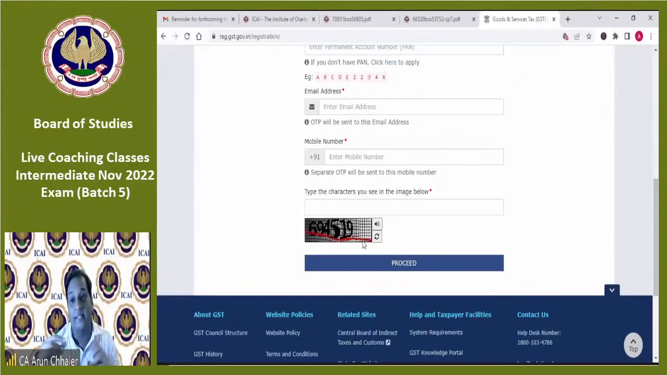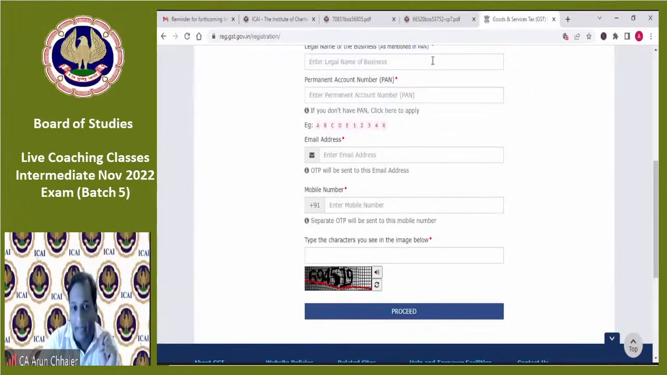What is that? This is the Part A. Once you submit the Part A, whatever PAN number or name you have entered will be verified through CBDT. At the backend, the GST system is interlinked with the CBDT. It will be verified that whatever you have entered, legal name and PAN number, that is correct. And second, email and mobile number.